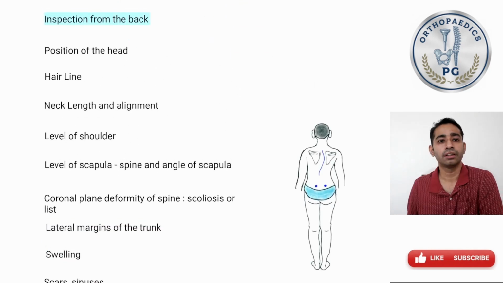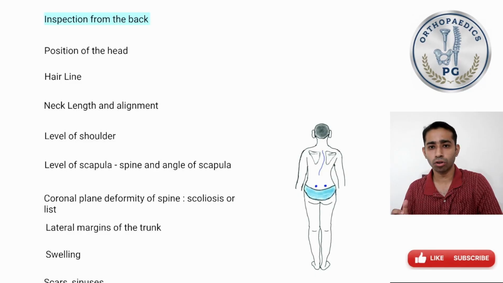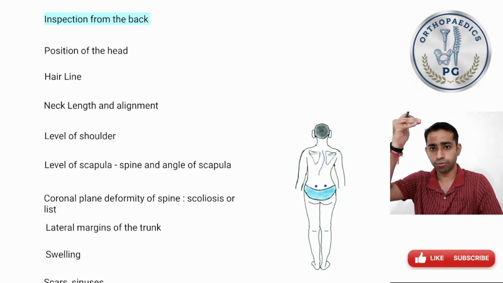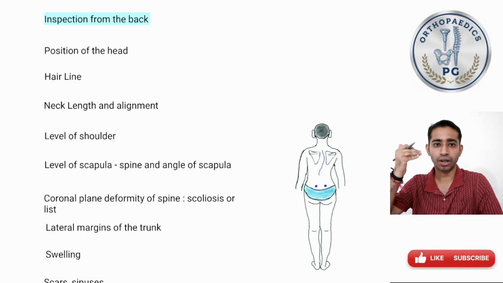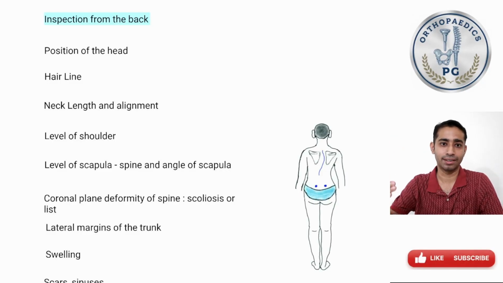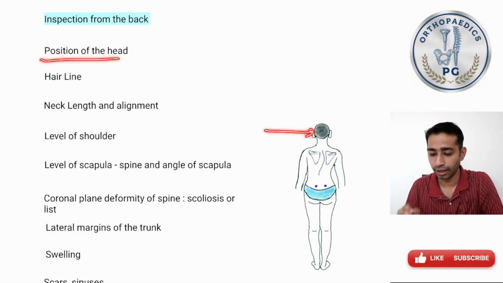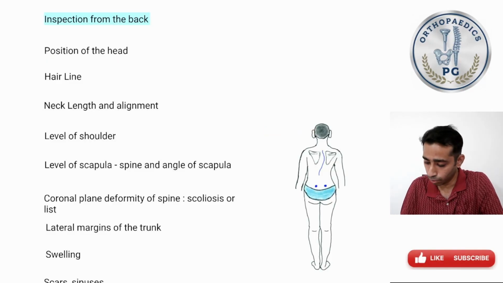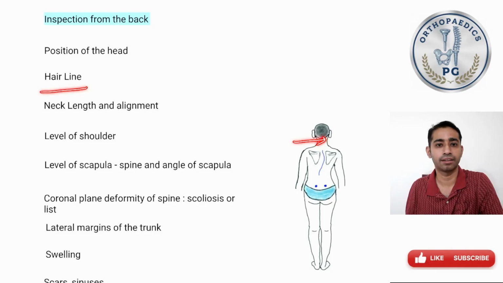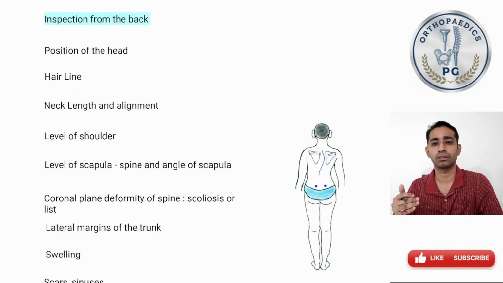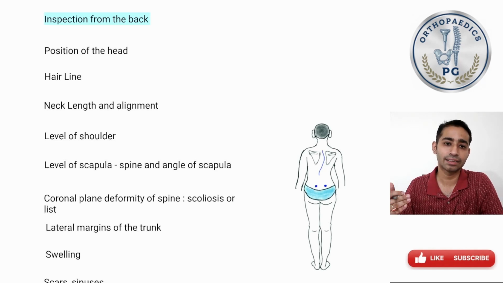Following this, we do the inspection from the back. Now there are a lot of points here and it can be a little confusing, but if you keep following the patient from top to down, you will not miss any point. So the first thing you look at is the position of the head. Then you look at the hairline, whether the hairline is normal or it's a low hairline. So an example where patient may have a low hairline is Klippel Feil syndrome.